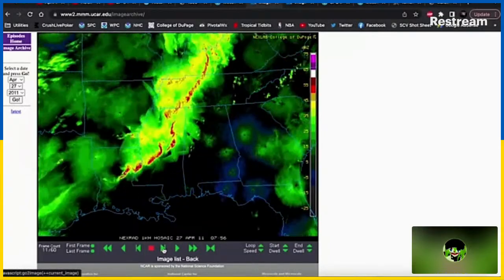these storms congealed into a massive QLCS with lots of little kinks in the line here, almost a line echo wave pattern type deal, where you have multiple sort of waves in that pattern, lots of kinks here in this QLCS that were tornadic and produced tornadoes. And this was initiated here.